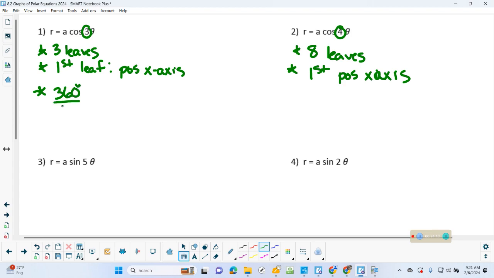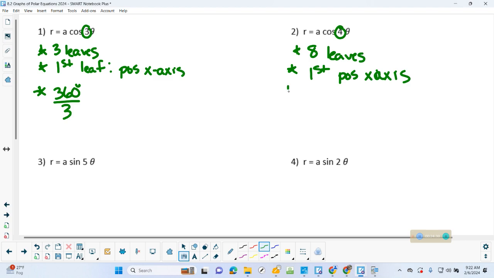So this one had 3 leaves. So every 120 degrees, I would draw the next leaf. That's easy mental math. You're going to have one at 120. At another 120, it would be where? But of course, you might want your calculator because we'll have some decimal ones.